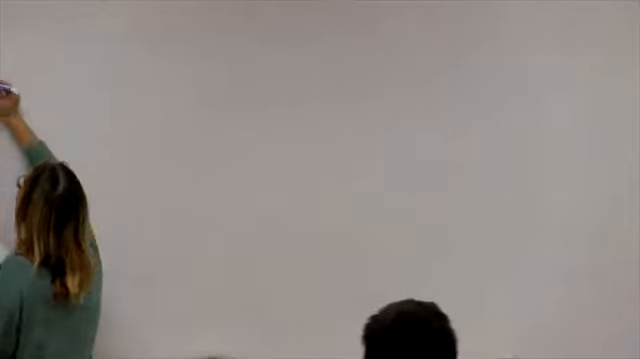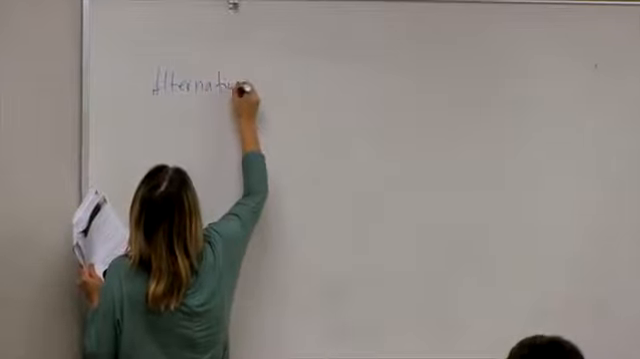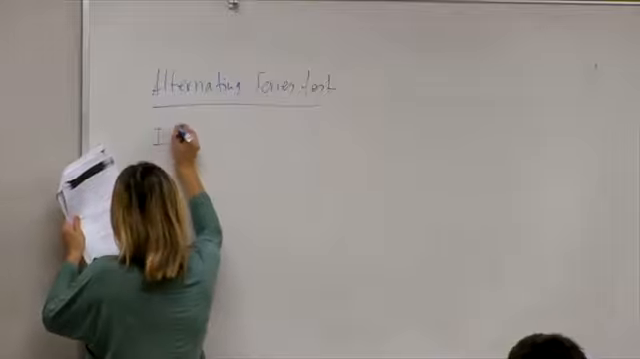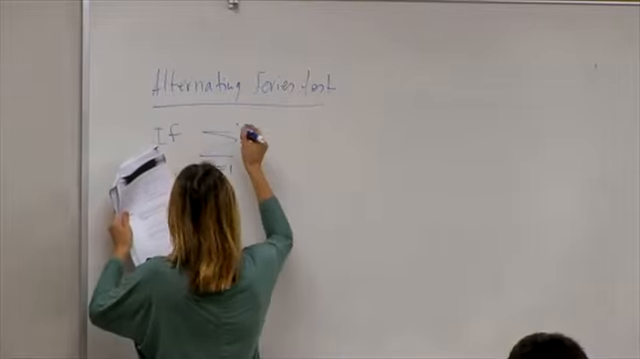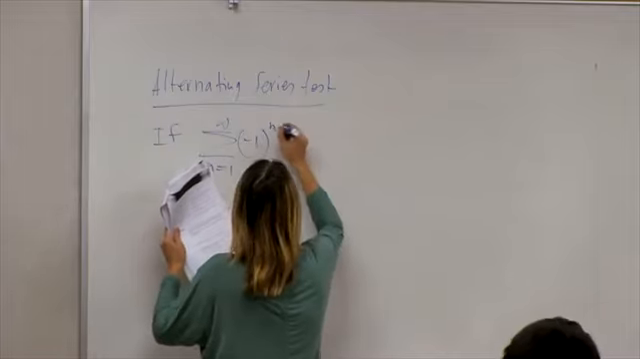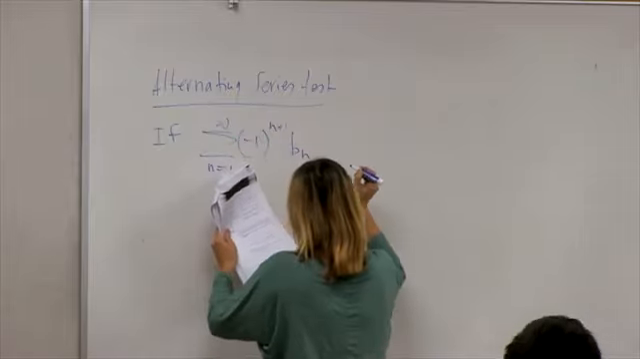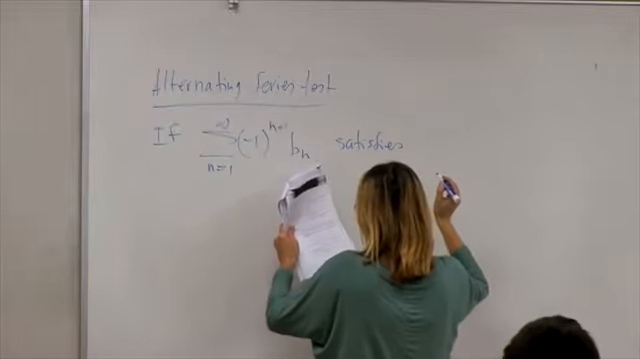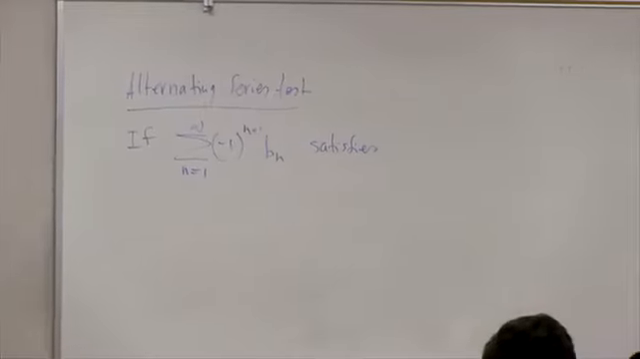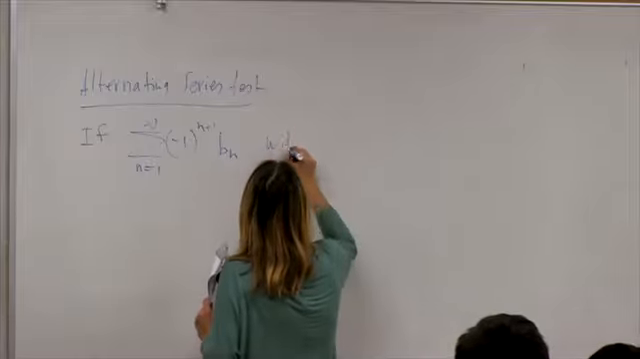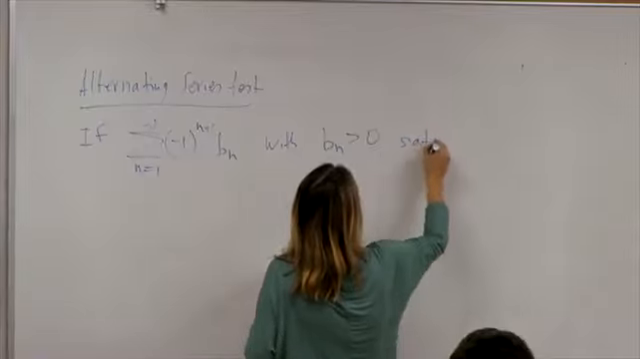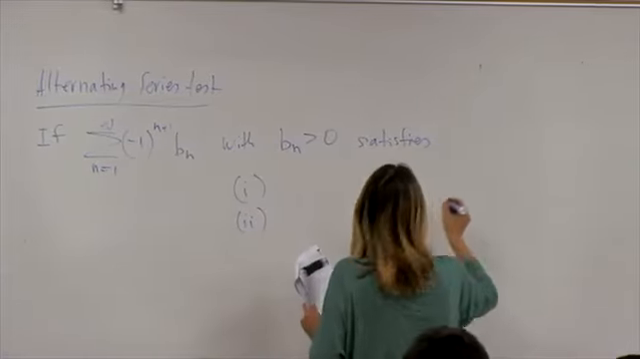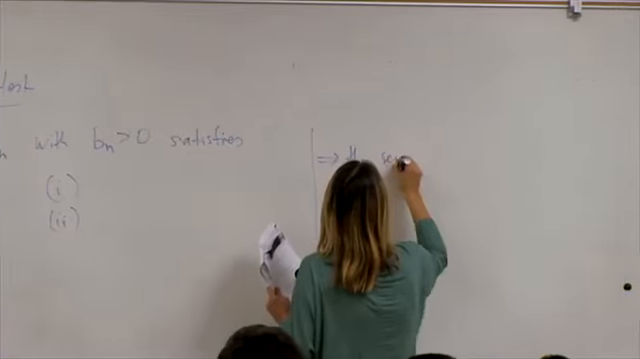So it's called the alternating series test. If we have a series like this, minus 1 to the n plus 1 bn, with positive bn's, that satisfies two conditions, then the series converges.